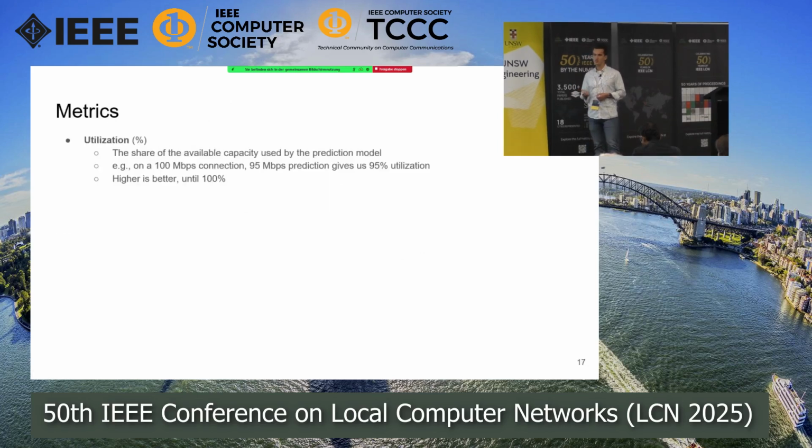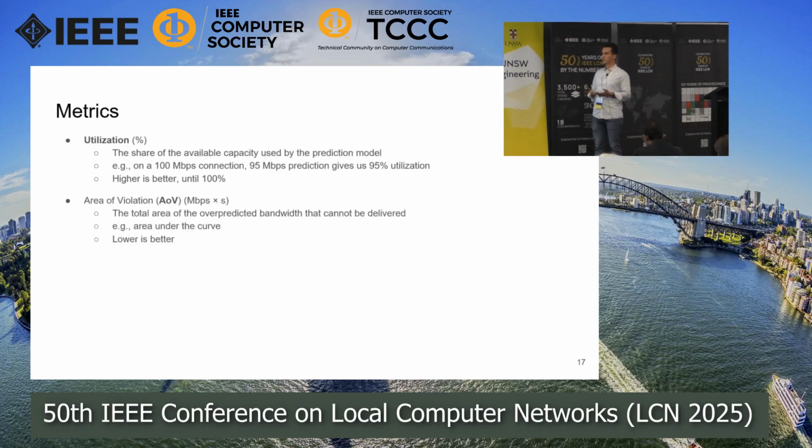Let's talk about the metrics. I think this is quite interesting. Of course, utilization is something that we all want. We want high utilization in our network. We don't want to send at just half the utilization. But why do we want high utilization in this context? As I mentioned at the beginning, when we are making predictions, at some point the predictions become over-predictions or under-predictions. So increasing the utilization has some side effects.